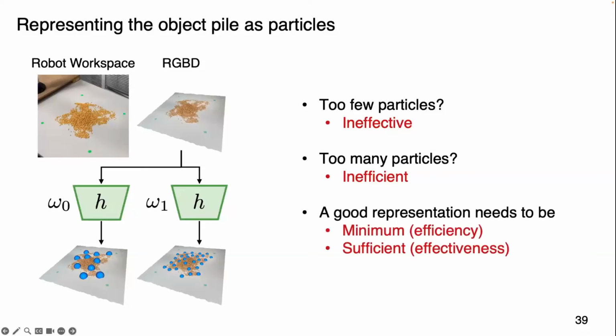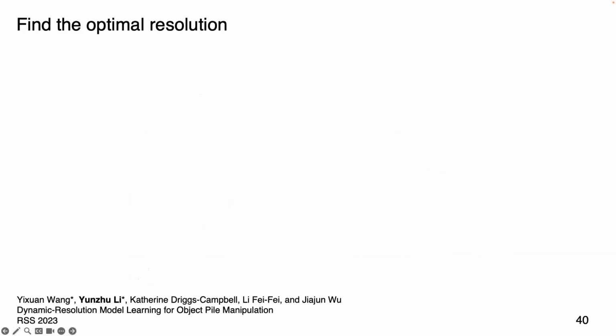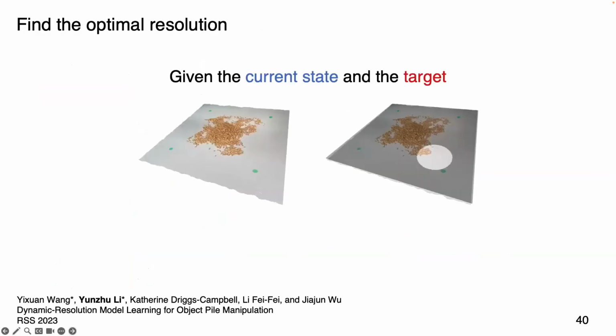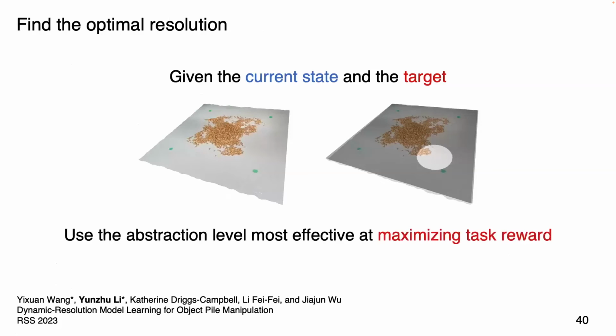And I would like to argue that a good representation needs to be minimum in its capacity, but sufficient for us to do the downstream task. In order to find the optimal resolution, we essentially condition our system on both the current state and the target. Given the current state and the target, for example, here the target is to gather all the object piles into the region highlighted on the bottom right, we want to use the abstraction level, or resolution, that is the most effective, maximizing the task rewards or minimizing the task cost. And we are using Bayesian optimization to do the optimization.